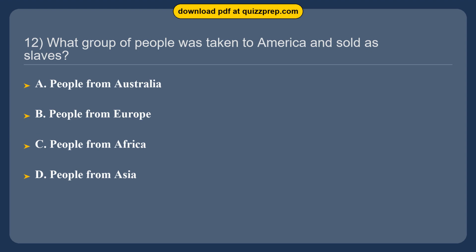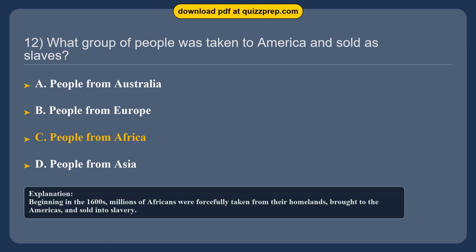Question 12. What group of people was taken to America and sold as slaves? Option A, people from Australia. Option B, people from Europe. Option C, people from Africa. Option D, people from Asia. The correct answer is option C, people from Africa. Beginning in the 1600s, millions of Africans were forcefully taken from their homelands, brought to the Americas, and sold into slavery. Question 13.